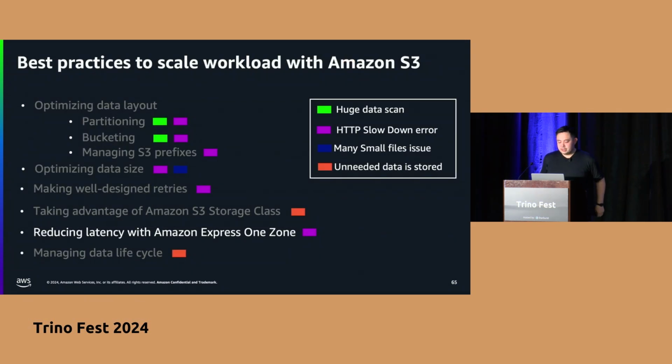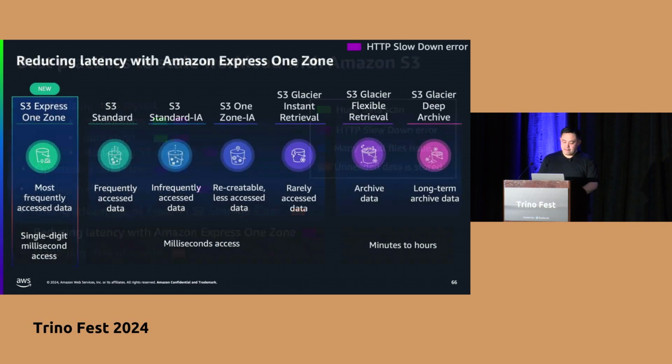So the next topic is Amazon S3 Express One Zone. Using Express One Zone can help you mitigate HTTP slowdown errors. First, let me introduce the Express One Zone storage class. This storage class was newly introduced last year. And Express One Zone is purpose-built to deliver the fastest cloud object storage for performance-critical applications that demand consistent single-digit millisecond request latency.